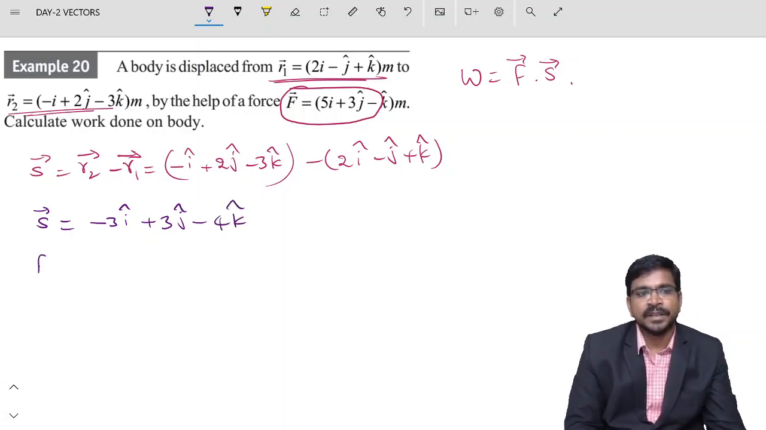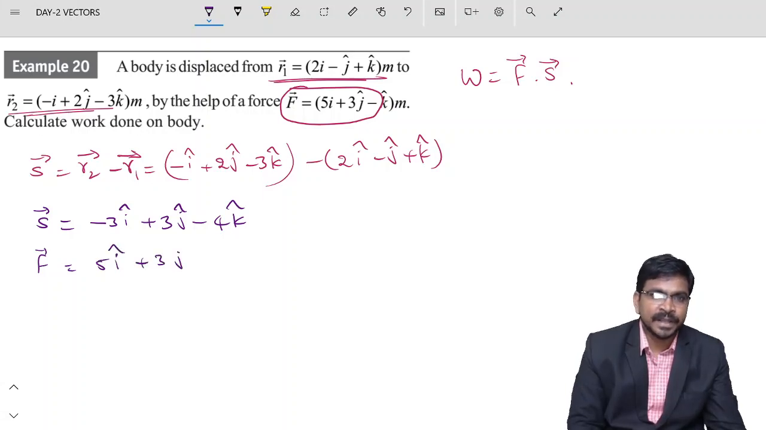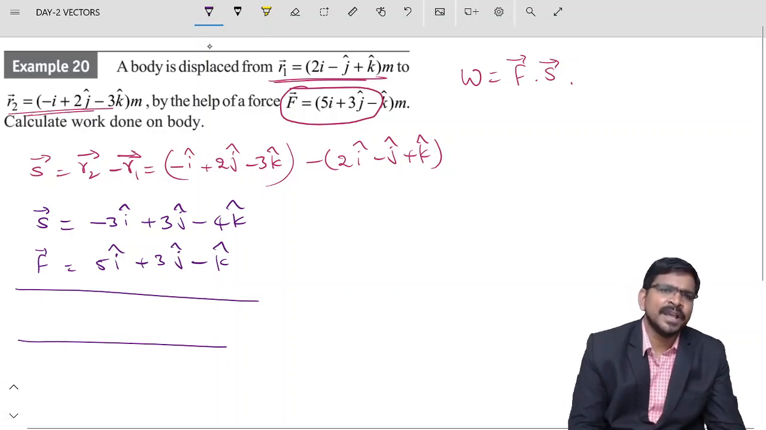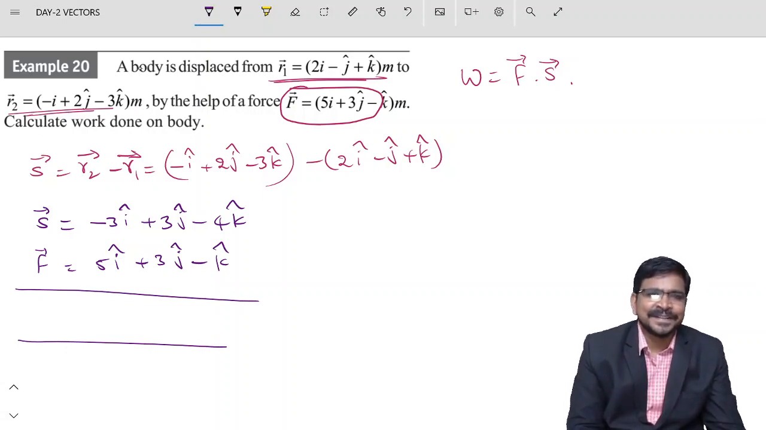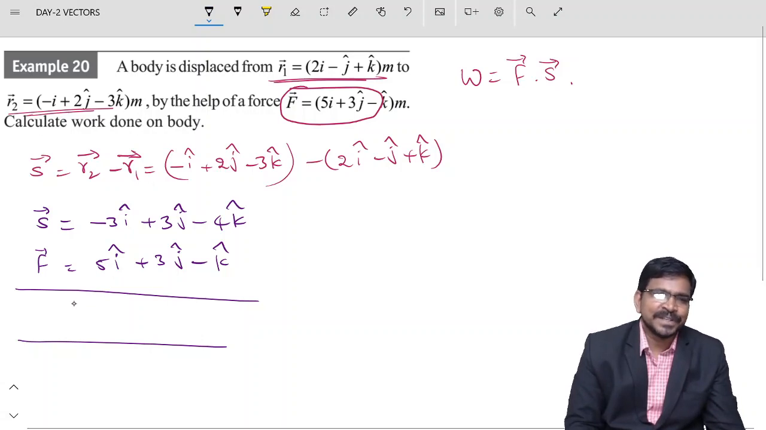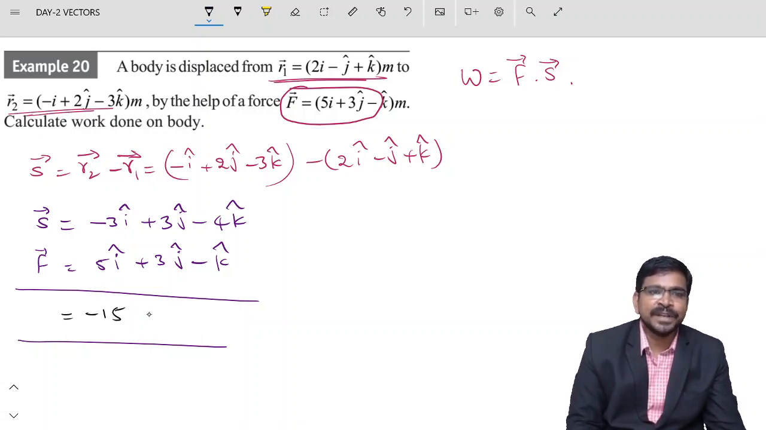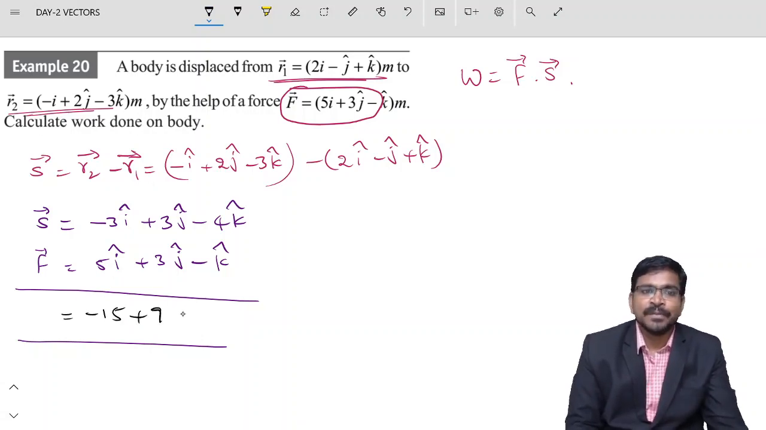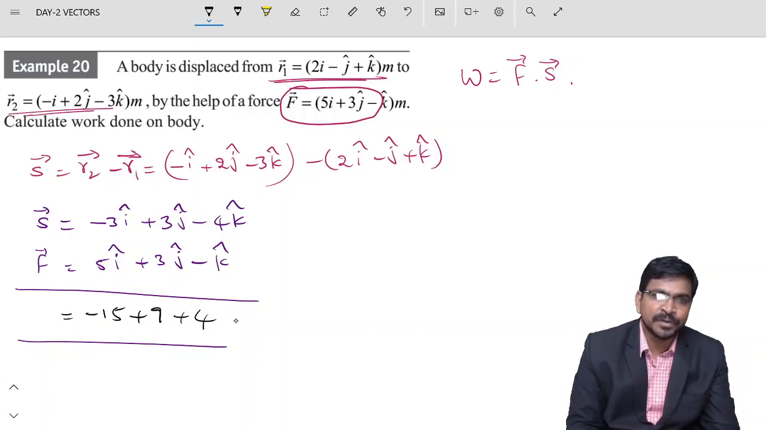And similarly F is 5i plus 3j minus k, and I want the dot product. Direct answer. I component multiplication, minus 3 into 5, minus 15, plus 3 into plus 3, plus 9, minus 4 into minus 1, plus 4. You are getting 13 minus 15, which is minus 2.